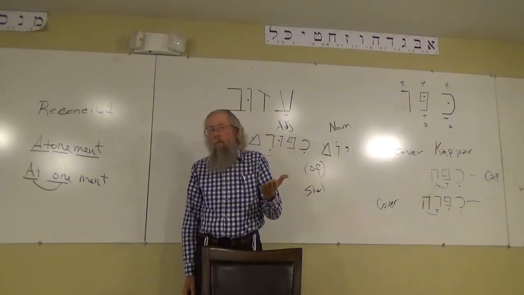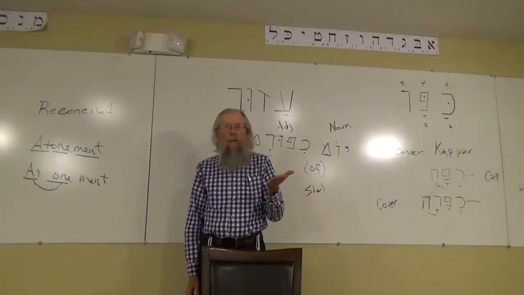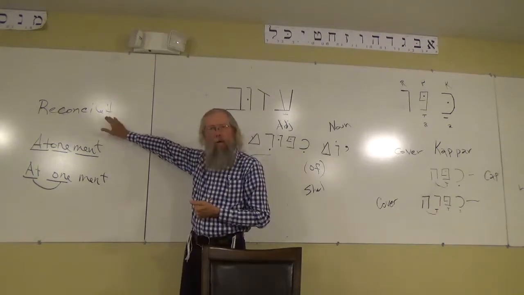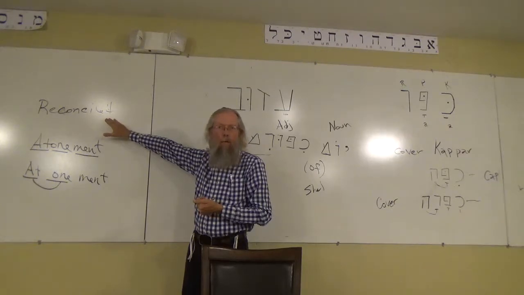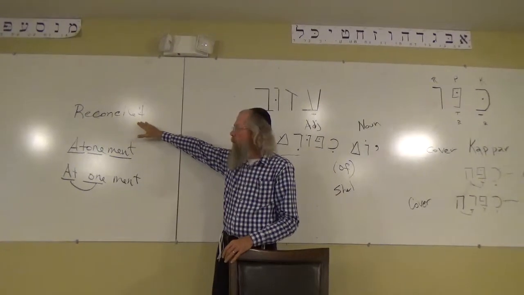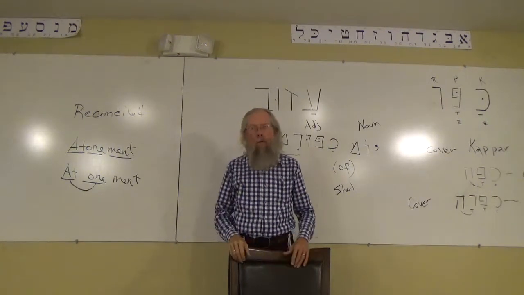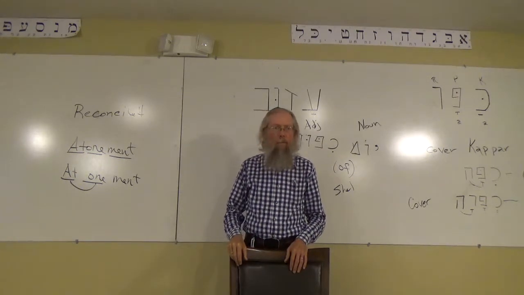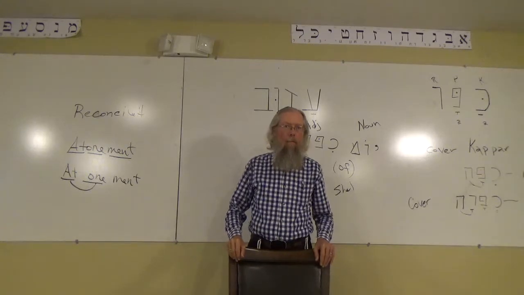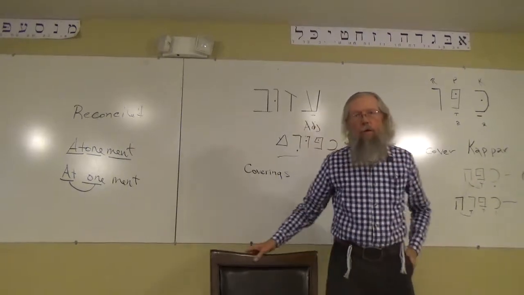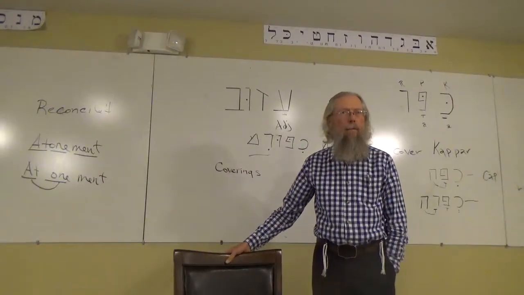So, if I am short and I am incomplete, then how can I be reconciled to one who is absolutely perfect, who is absolutely complete? I need someone who will cover me and make up the shortage. And the one who covers me to make up the shortage is Mashiach, is the Messiah.